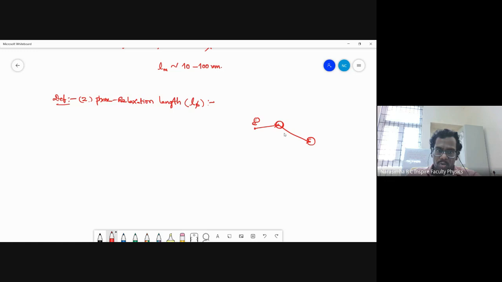So I'm talking about the phase relaxation length. It is the average distance traveled by an electron between two successive inelastic collisions. In inelastic collisions, the energy is not conserved, right? Do you know any other examples of inelastic collisions in solids? Any idea? Sir, can you please repeat the question? Do you know any examples of inelastic collisions in solids?